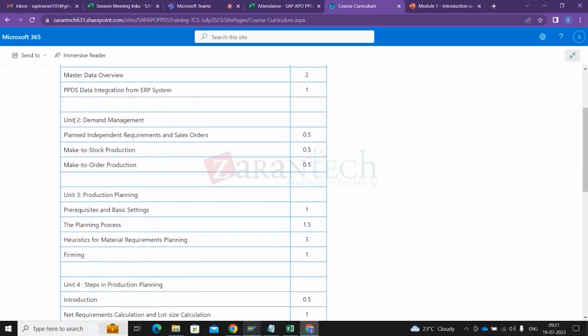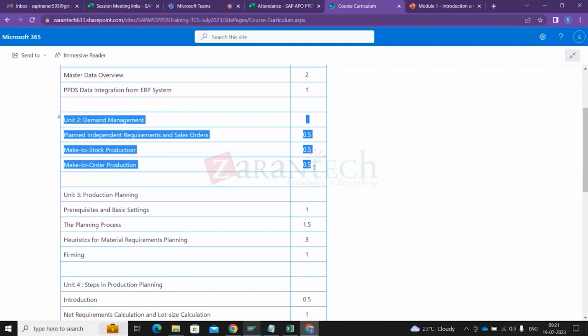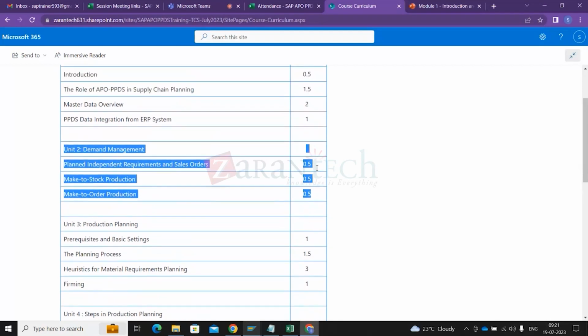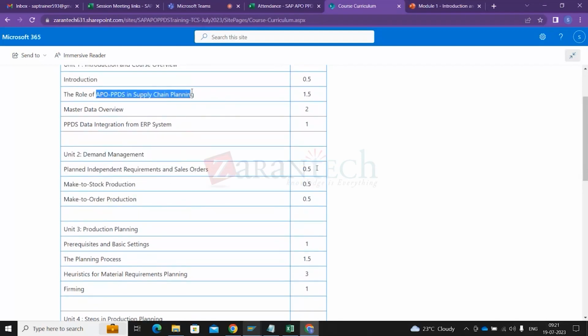Then we will go on, and once the master data is set up, we will find out what type of demands PPDS can follow. Because as I said, PPDS is part of a supply chain planning system.